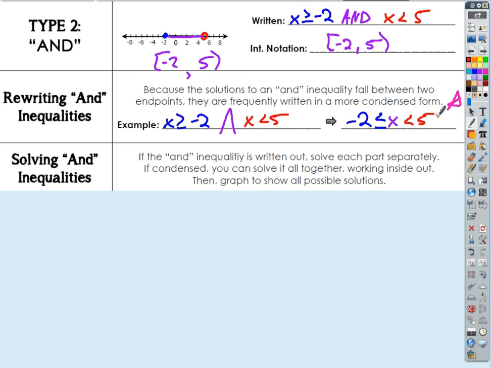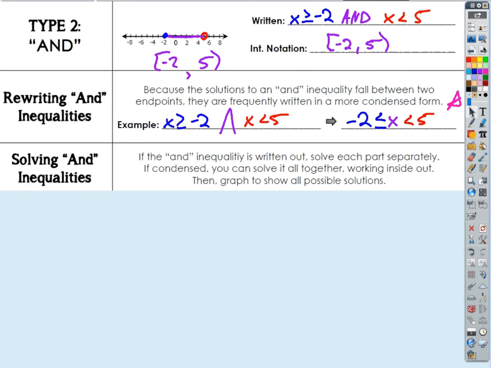Right? Now, we don't read from left to right. We don't start at the -2 and say -2 is less than or equal to x, which is less than 5. We don't do that. We start in the middle and say both of them at the same time. X is greater than or equal to -2 and less than 5. And that tells us what that double-ended interval is, right? It matches up perfectly with our interval notation.